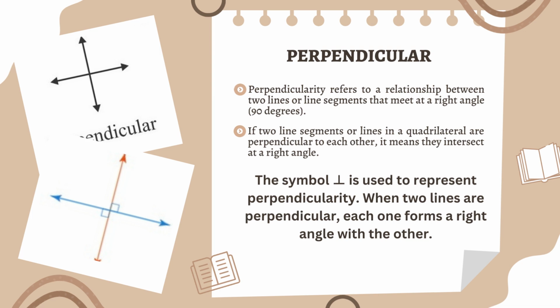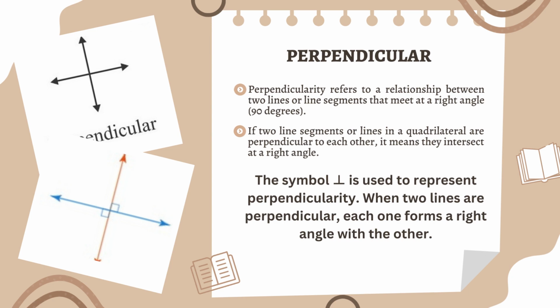It is not necessary that a perpendicular is always a bisector, but many times it happens so. If two line segments in a quadrilateral are bisectors of each other, it means they intersect at a right angle. If I have a 6 centimeter line and another line passes through it, and at the point of intersection they form 90-degree, then it is known as a perpendicular.